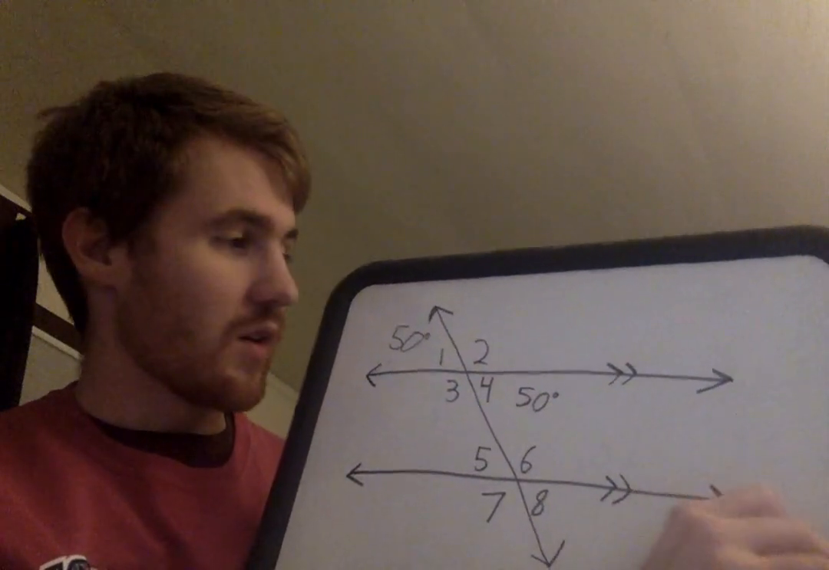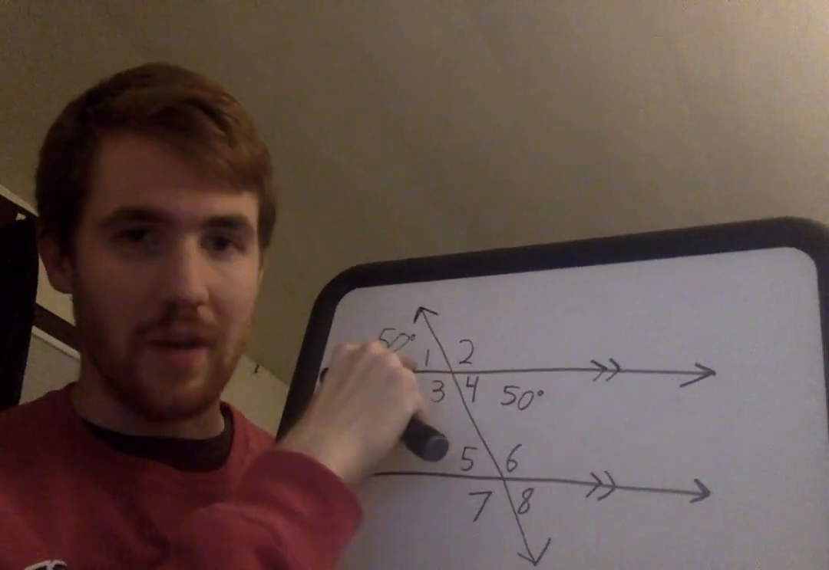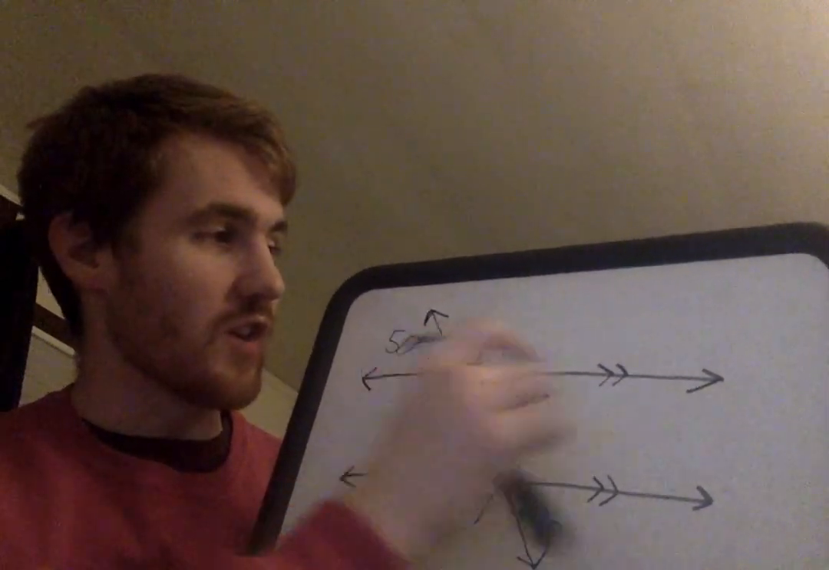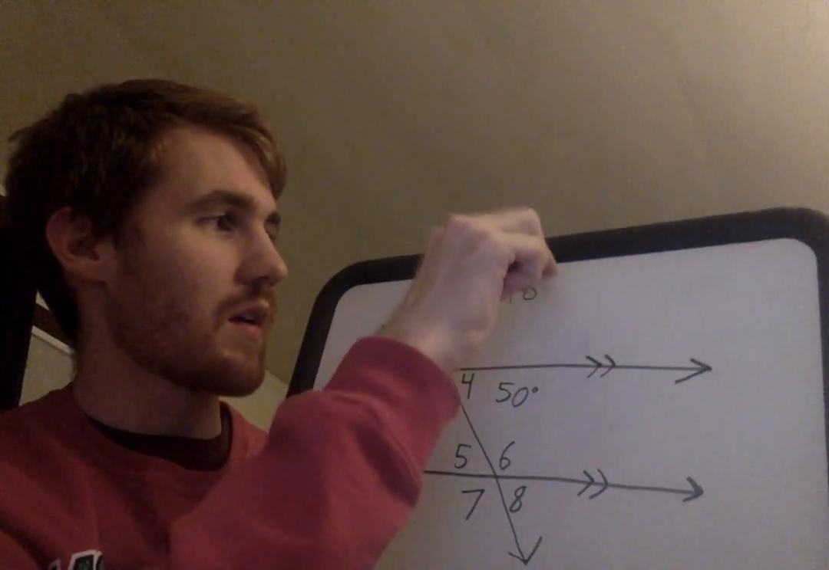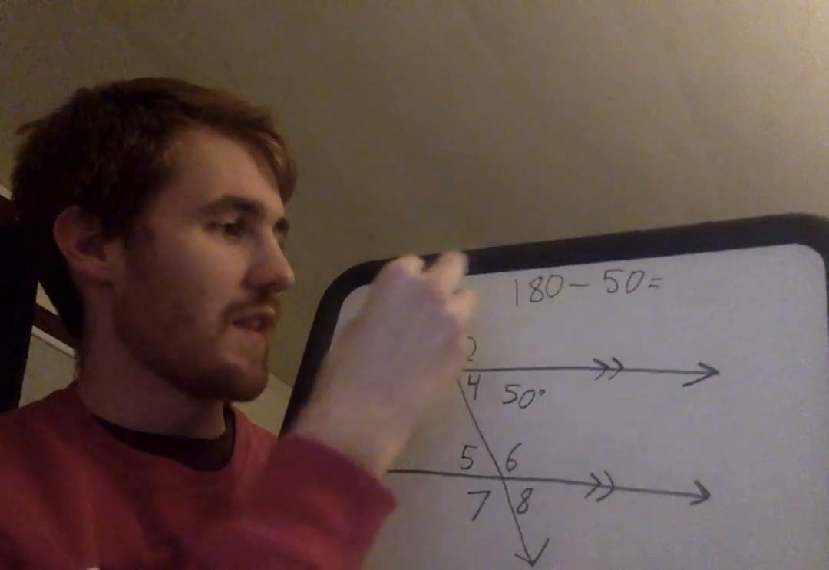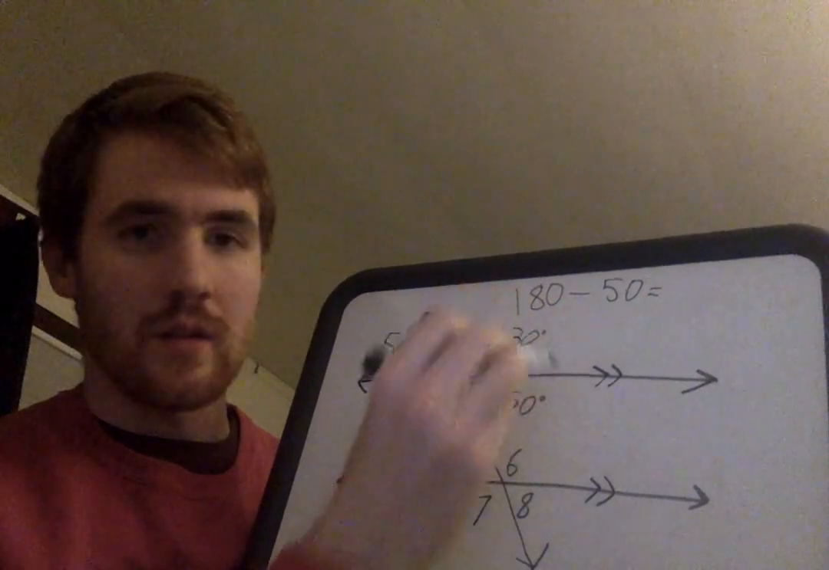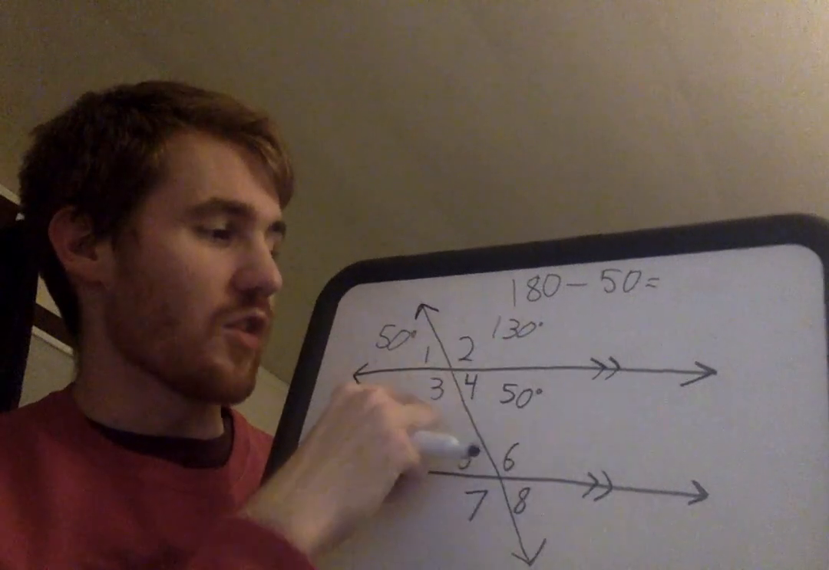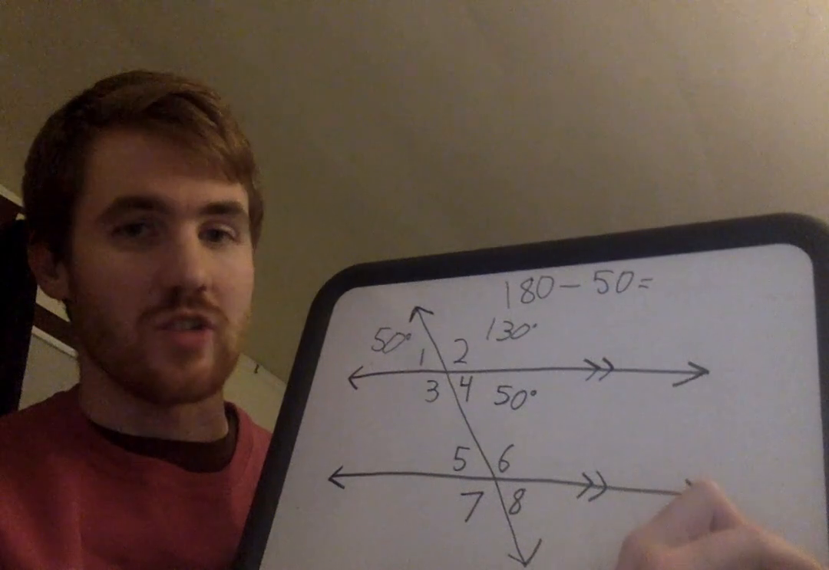You could figure out what angle 2 is because this is a straight line here. So these two are supplementary angles. That means they have to add up to 180 degrees. So to figure out what 2 is, we could do 180 minus 50, and we'd find that angle 2 is 130 degrees. So 50, 50, 130, and then 3 is opposite. It's a vertical angle with 2, so it would also be 130 degrees.